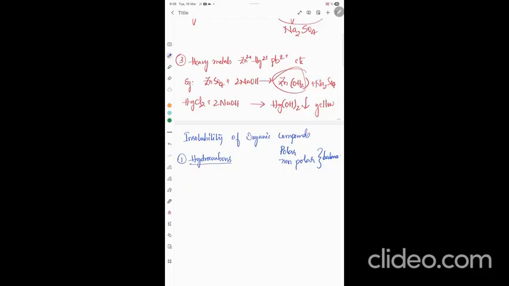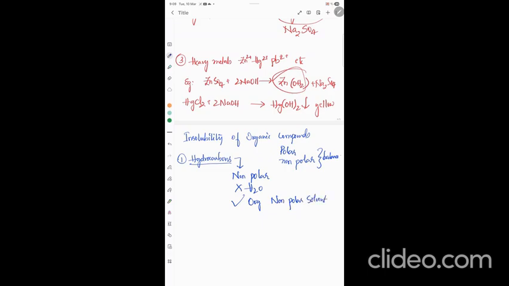So first, the hydrocarbons are completely non-polar in nature and they are not soluble in water, and they are soluble in the organic solvents or the non-polar solvents. They are soluble in the non-polar solvents, right?